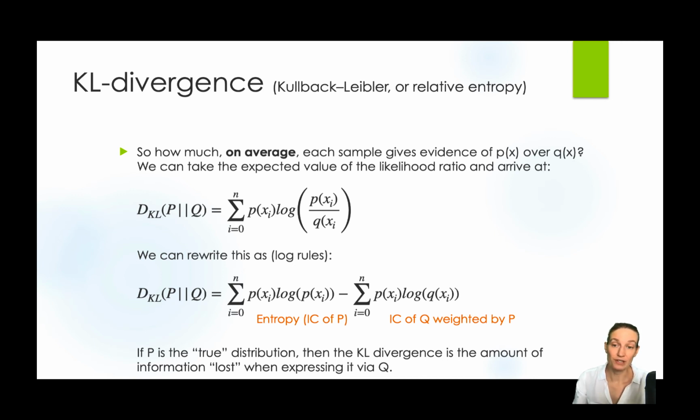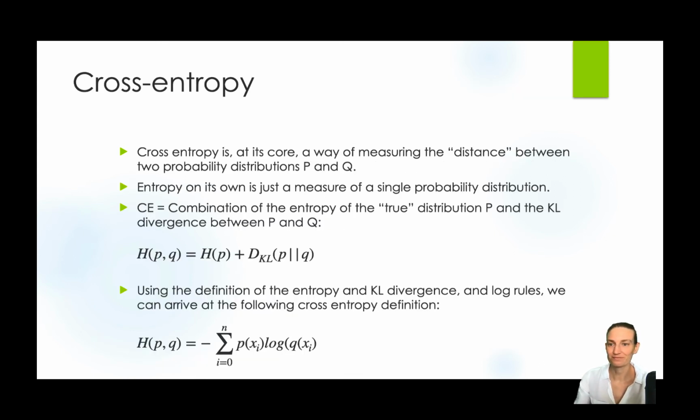Now, as it turns out, the first term is actually the entropy, sort of the information content of distribution P. Subtracted from this is the information content of distribution Q weighted by P. Interestingly, that means that if P is a true distribution, then the KL divergence is the amount of information lost when expressing it via Q. And hence it gives us a measure of calculating the distance between two distributions.